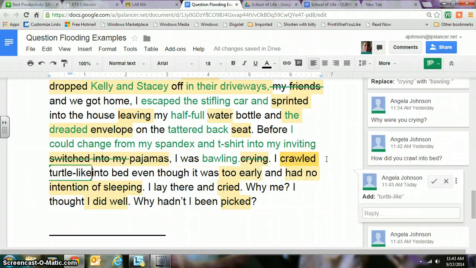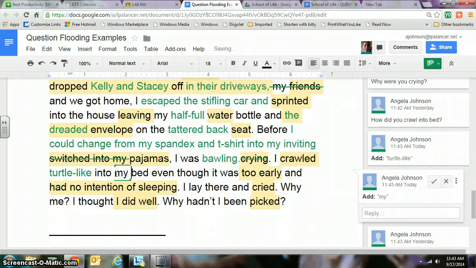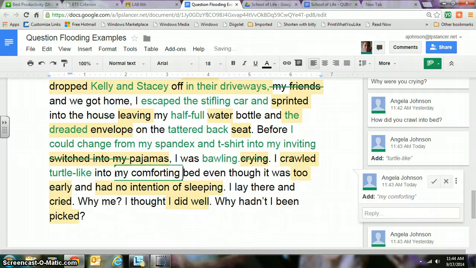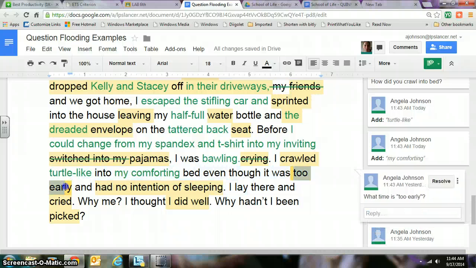Turtle-like into my, again, a word that means like my soft, and what do you think? Yeah. Comforting. Comforting, very good. Comforting bed, even though it was too early, even though it was, what time would it be if it was too early? 6 o'clock. It was in the summertime?